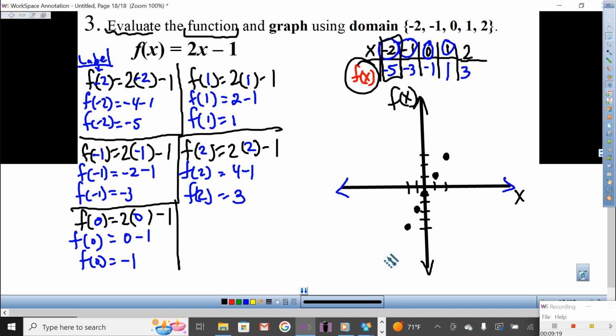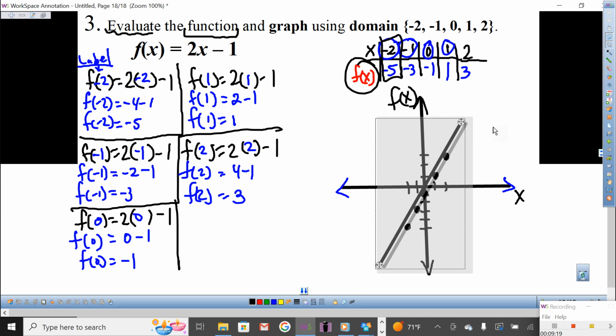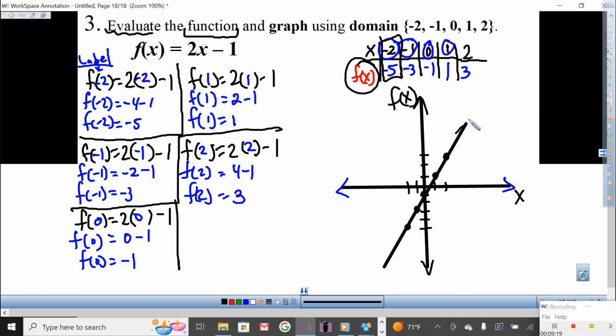We graph this. Nice and straight like mine, going through each of those points. Arrows at the end. We label this f of x so that we can refer back to it.